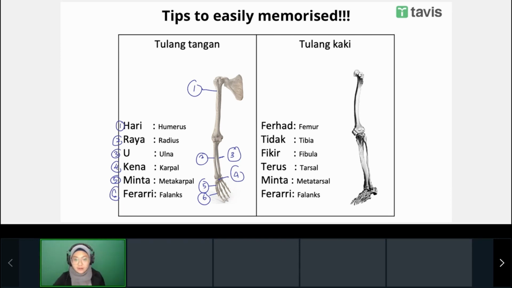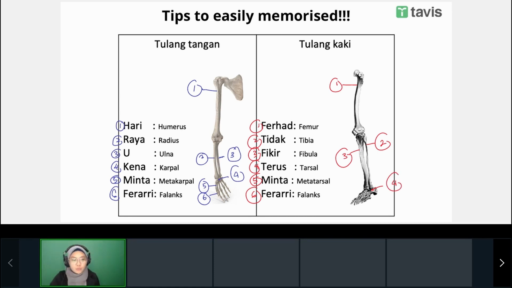Okay, so for the leg bones, for our feet, how do we remember them? Also the same, but another acronym: Ferhat tidak fikir terus minta Ferrari. We also have six. Ferhat represents femur. Femur is the longest bone in our body. Then we have a tibia, inside here, and we have a fibula, the outer one. We do have a tarsal over here. Please label the tarsal.